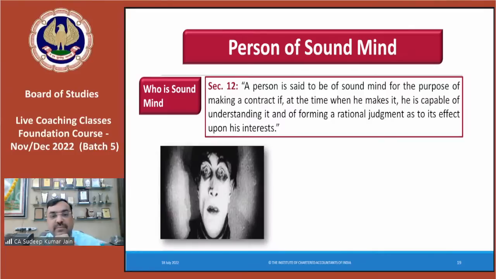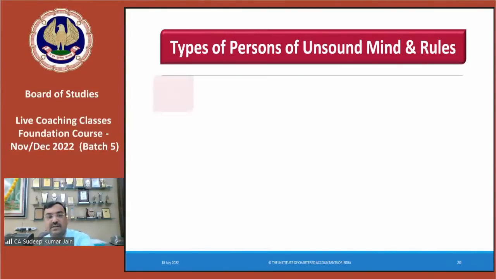Section 12 says a person is said to be of sound mind for the purpose of making a contract if, at the time when he makes it, he is capable of understanding it and of forming a rational judgment as to its effect upon his interest.